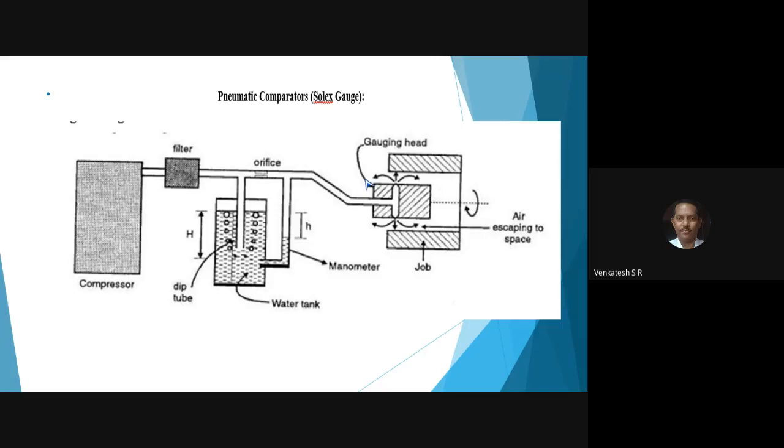So this is called back pressure comparator. What are the parts you have in Solex comparator? Just go through the parts one by one. First, all of you have seen the air compressor in our mechanical lab. We have 2-stage and 4-stage air compressors, depending upon pressure requirement.